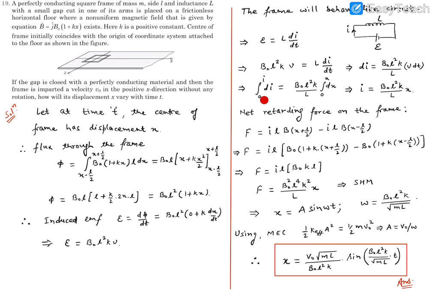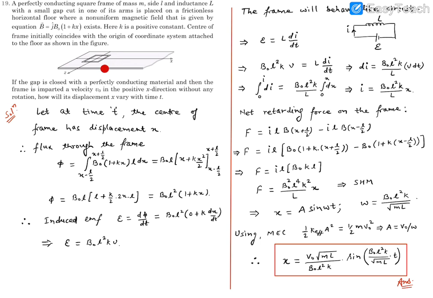Now at time 0, the initial current in the circuit will be 0, and then finally let's say the current is I when the displacement is x. The initial displacement of the center was 0. Now this gives us I equal to B naught L squared k by L into x. This is the current. That means the current will depend on the location of the center of the frame.